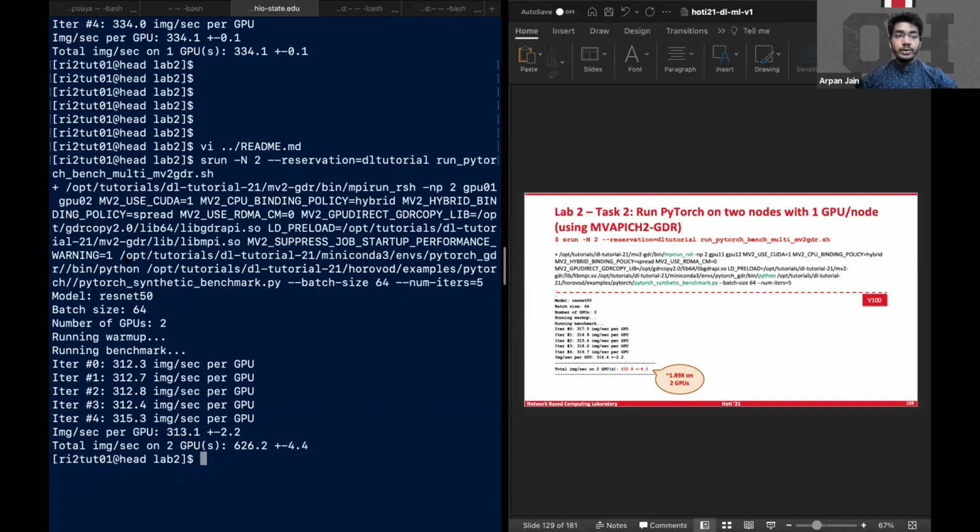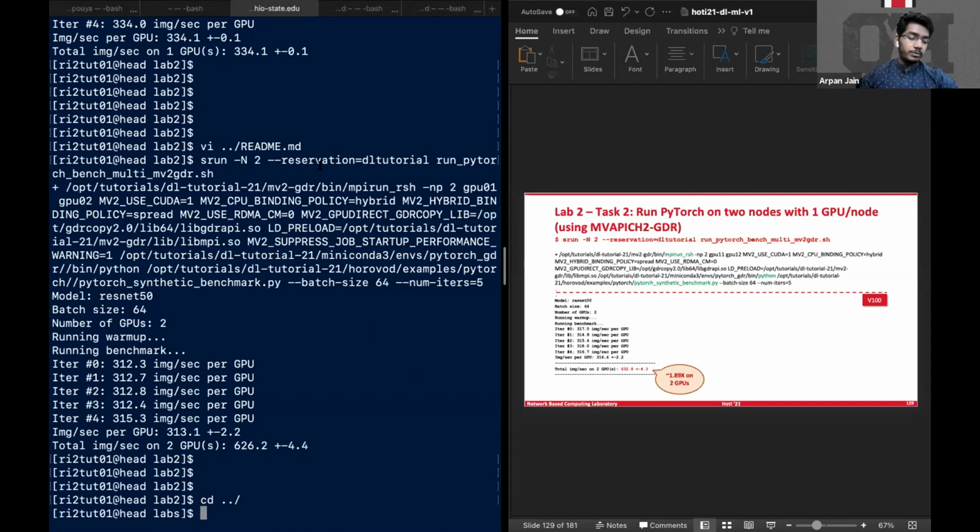After that, we have the benchmarking script, the absolute path to it. Then we are training with a batch size of 64 per process and 5 iterations. Here you can see that we are getting almost double the performance, around 1.9x on 2 GPUs. If you go to a higher number of GPUs, it will sustain. So this is for lab 2.